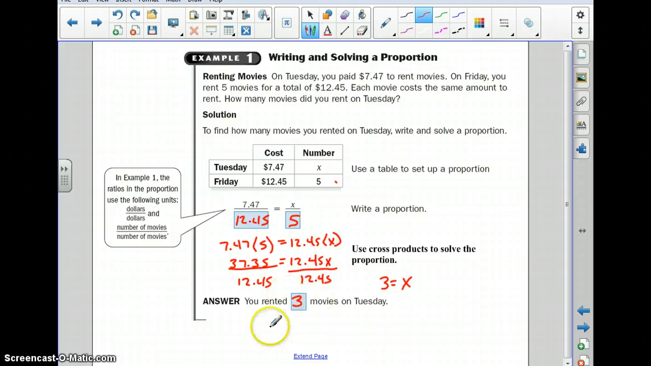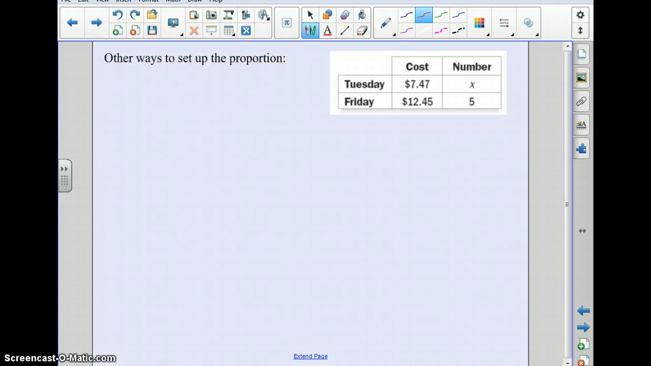So this will work this way, where we set up the money up and down, and we did our Tuesday across the rows. And we can also do that another way, and we're going to do that on this next page. So there's other ways to set up the proportion. This table is the way that we originally did it. We can also set it up where we do Tuesday and Friday.